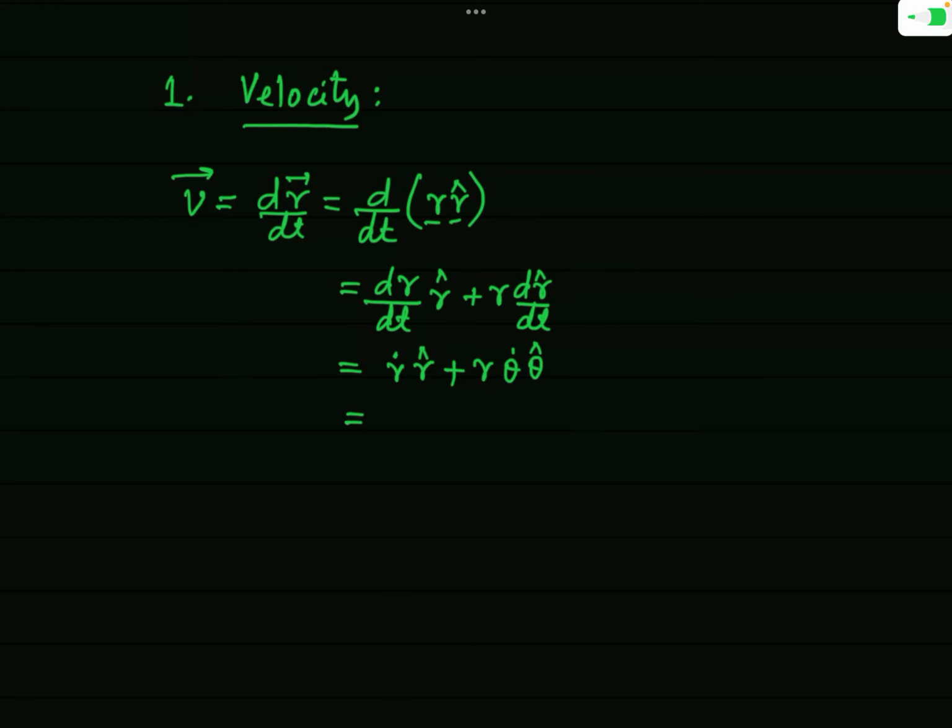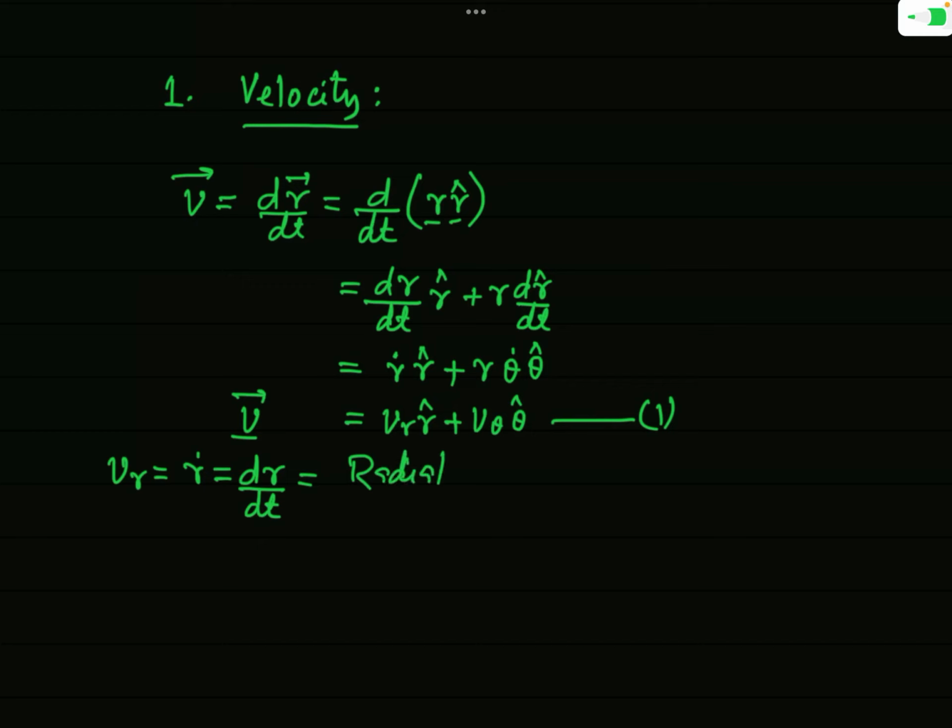And we will write this expression as vr r hat plus v theta theta hat. So v is equal to this much. Now, I have written here Vr instead of r dot. When you say r dot, that means dr/dt. And this Vr is the component of the velocity vector in the radial direction. So this component of velocity vector v in the radial direction is called radial velocity.